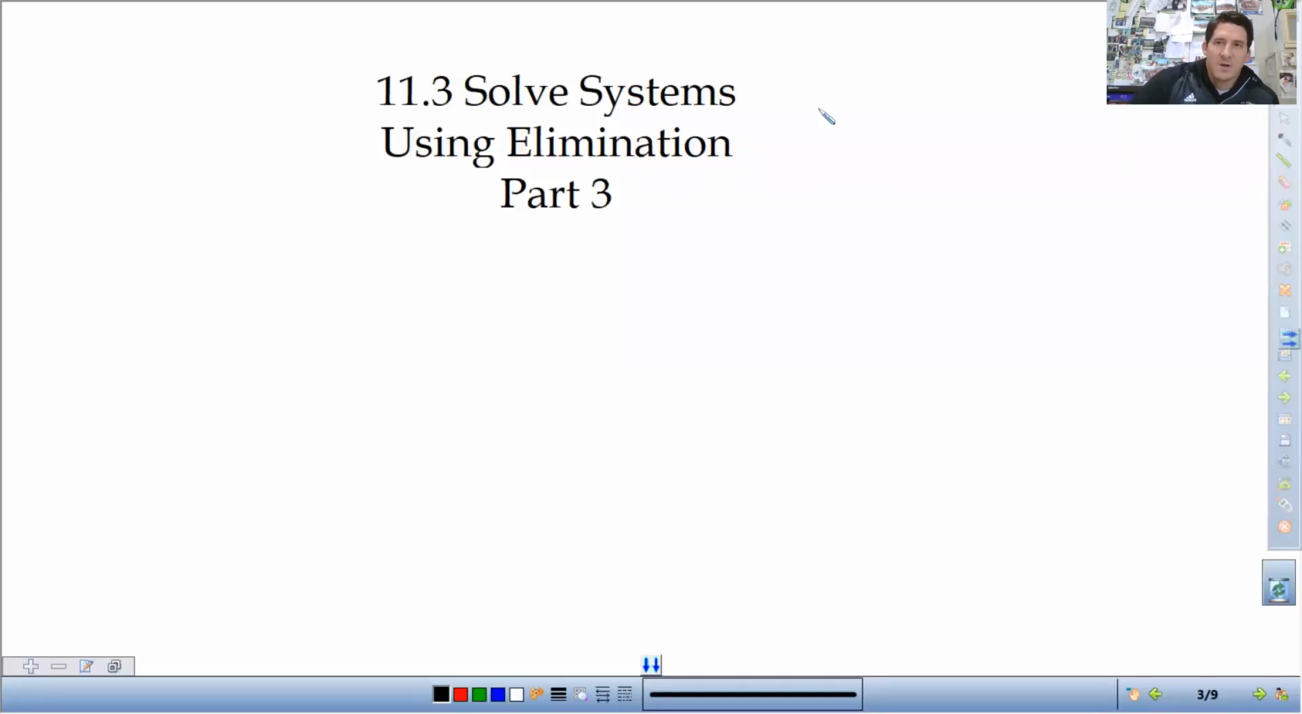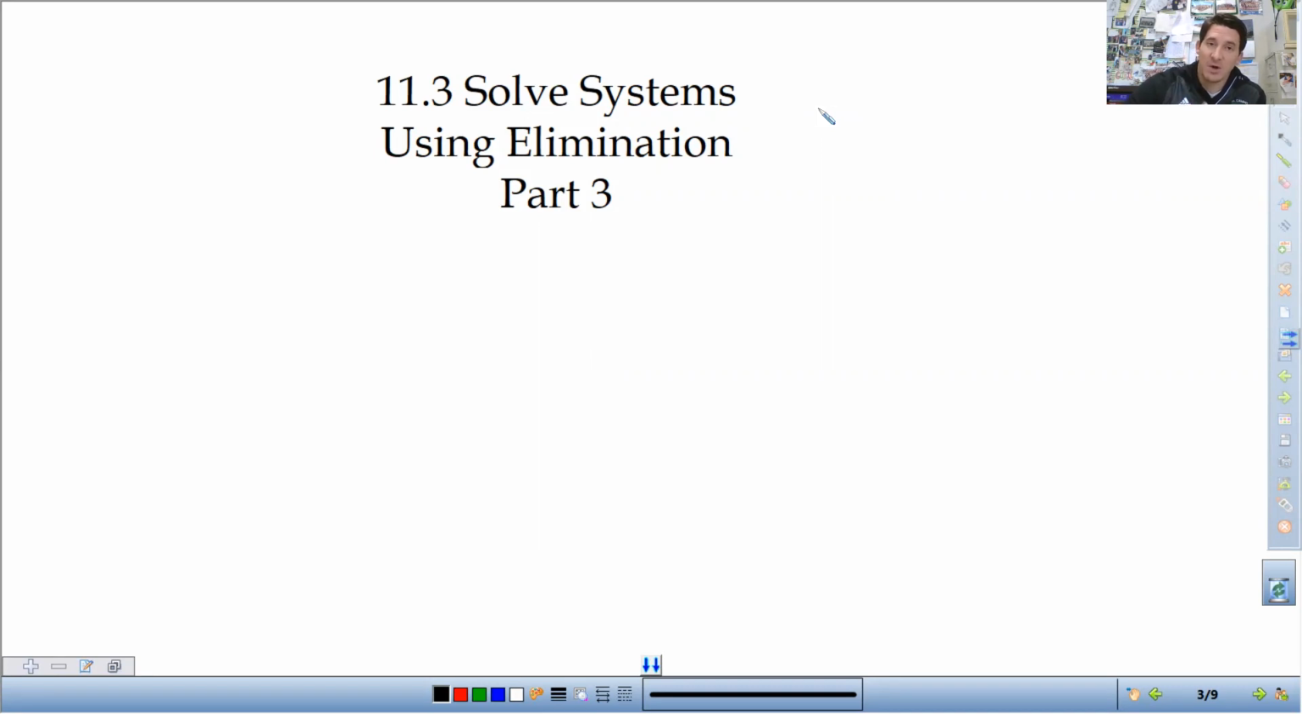All right, IM1 classes. Today we're continuing on with our lessons on how to solve systems using elimination. So far in part one, we learned how to just add the equations together to eliminate one of the variables. One of the conditions that needs to happen for them to eliminate is the coefficients on one of the variables have to match, with one being positive, one being negative.